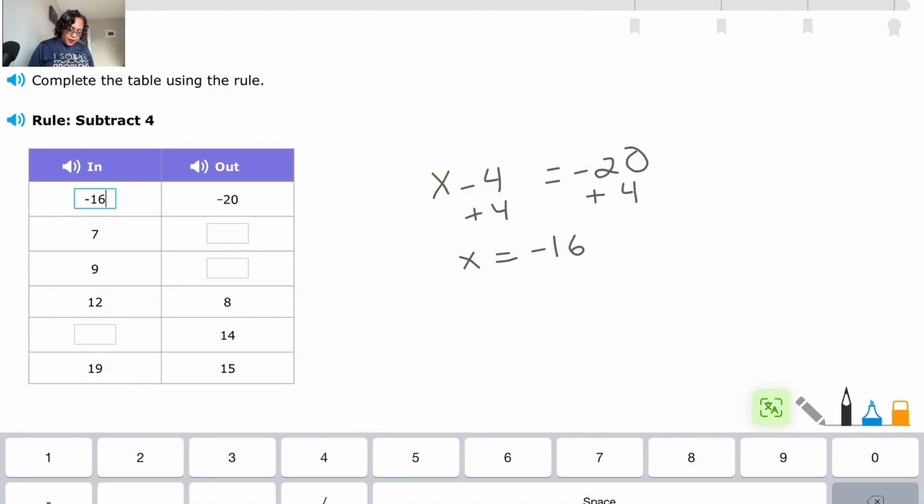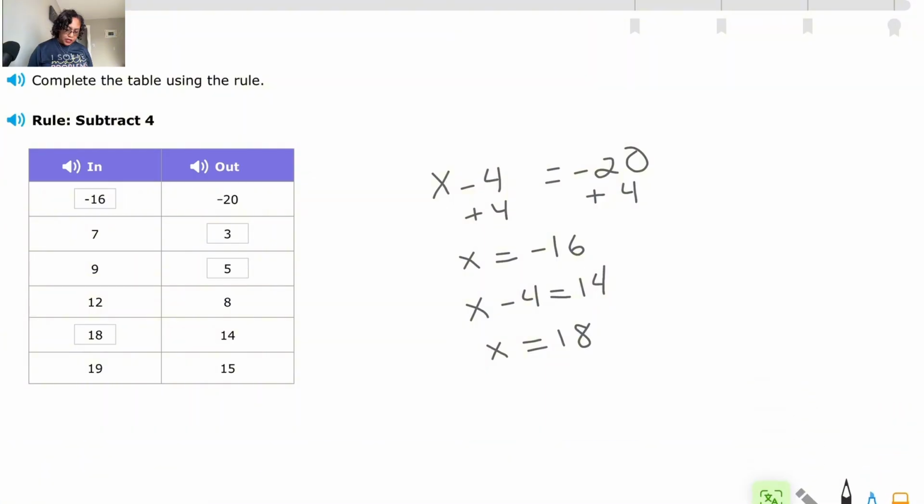And then I'm going to do the same thing for the one below. Oops, the one below. So I would have x minus 4 equals 14. And I would add 4 to both sides. And then you can start to do things in your head. All right, so then that would be 18. And then 7 minus 4, I can do that. I can actually do that in my head. 7 minus 4 is 3, and 9 minus 4 is 5. Okay. Don't really like that the table doesn't go in a perfect order. I think programs tend to do that to make things a little bit more tricky. And I don't really like that. But let's see.